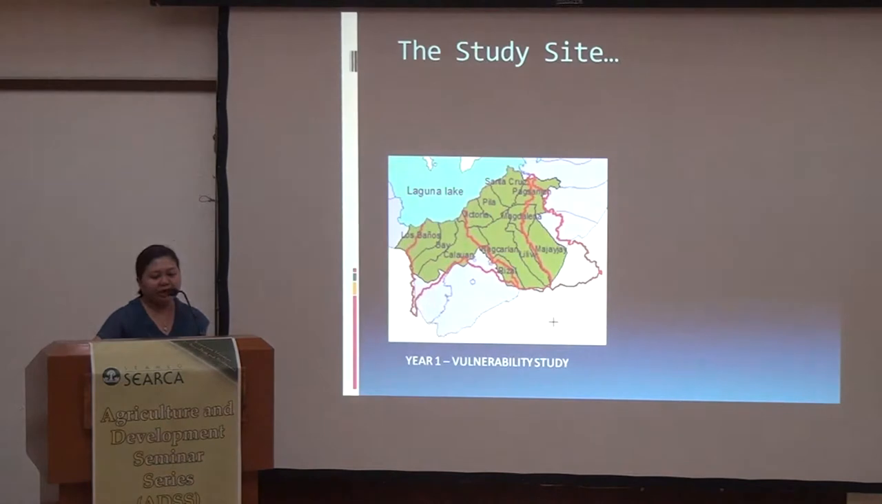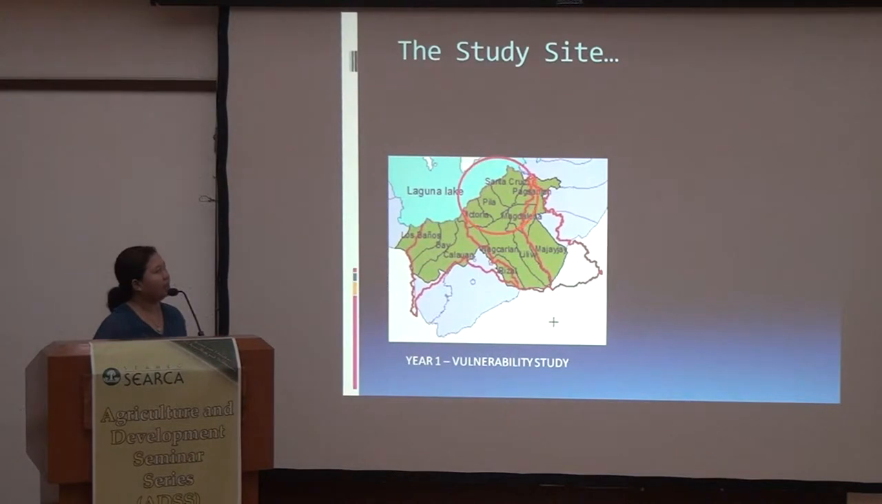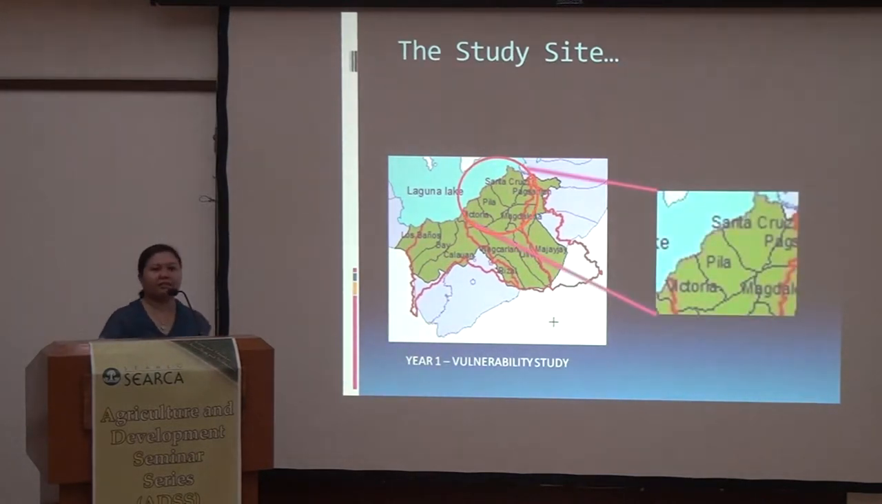Before, during the first year of our project, this was our study site. In the second year, we narrowed down, focusing only on the lakeshore municipalities of the Santa Cruz River watershed. It covers Santa Cruz, Pila, Victoria, and parts of Pagsanjan and Calauan.